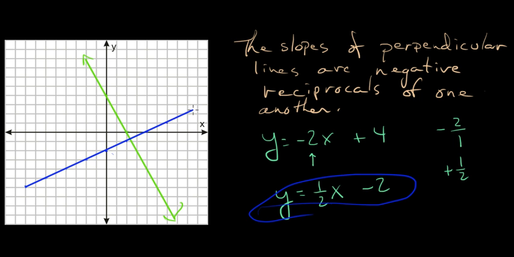Sorry about that. Thanks for hanging in there. You notice that these lines are perpendicular to each other. Okay, they meet at a 90-degree angle. And you notice that the slopes are negative reciprocals of one another. Okay, that's the whole point of this exercise. You're going to get some practice.